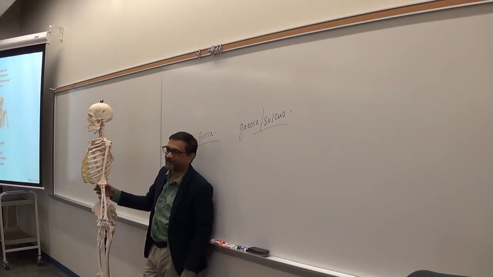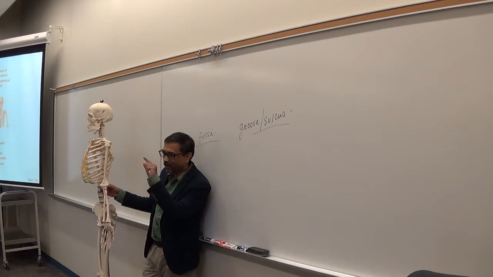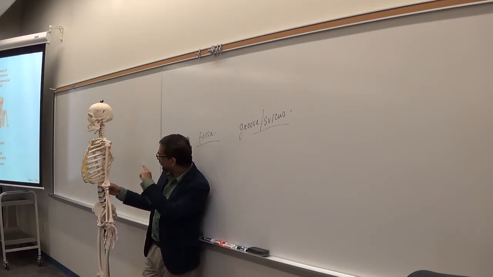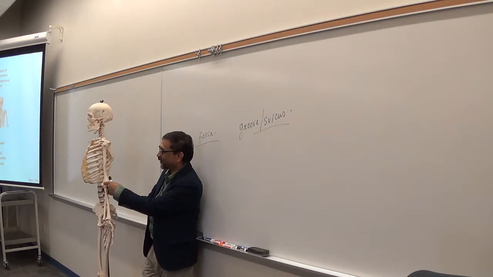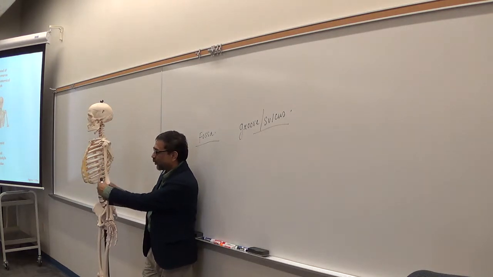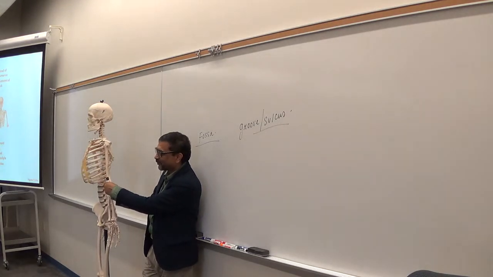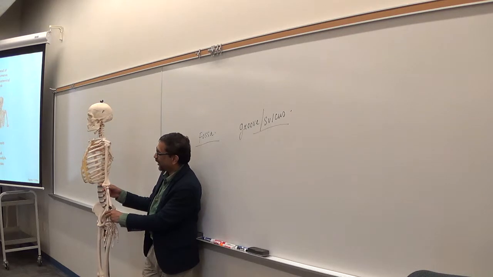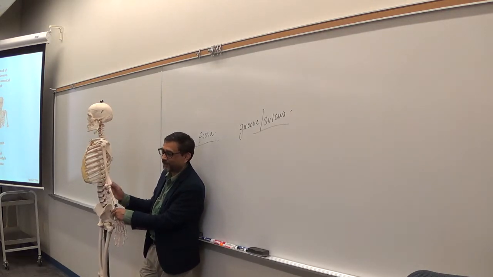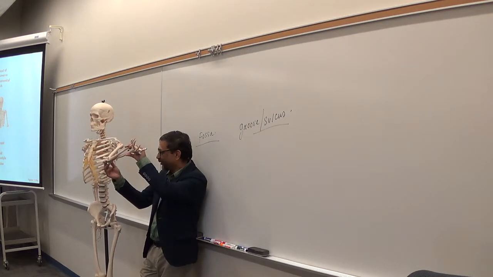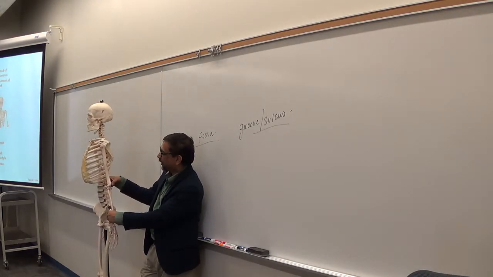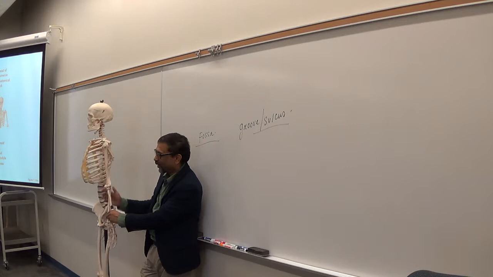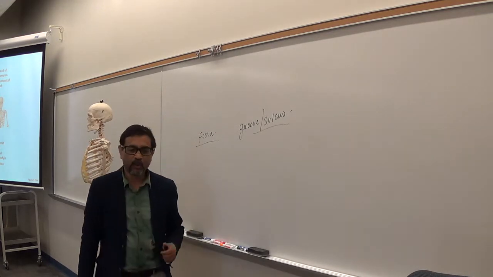At the lower end, you have two structures. The round one is called what? Difficult, it starts with C. Capitulum. Okay? And the rectangular one is called the trochlea. Make sense? Then how many fossa does it have? Three. In the back you have the big one, the olecranon fossa, because the olecranon process of the ulna goes into it. In the front you have the radial and coronoid fossa. Clear? Okay, now let's go to the forearm.